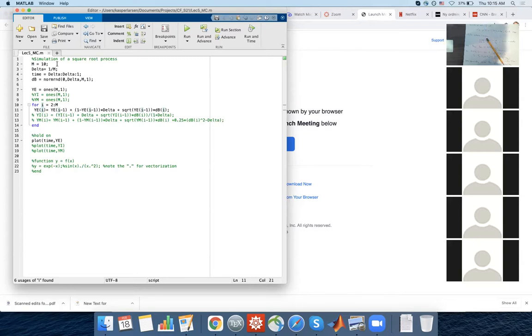Here is where I would have kappa theta. Kappa theta in my simulation is just equal to 1. I subtract away the y from the previous step times the time step. This is my delta, 1 over m. And then I multiply with the square root of the previous one, times the Brownian motion increment. The Brownian motion increments are just normals with mean zero, variance delta.